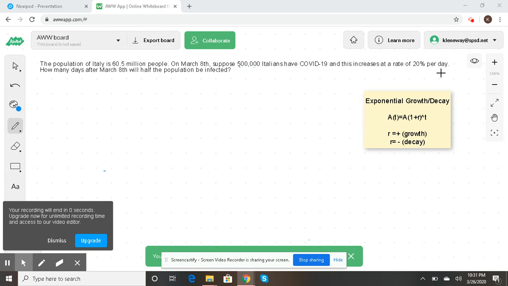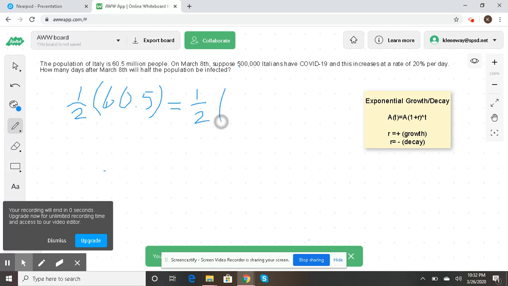Okay, so the very first part, I'm looking at what is the amount that I care about, and that's going to be half the population, which is 60.5 million, and we'll work in terms of millions here. And then I'm just going to multiply that by 1/2. And that is equal to the initial amount, which is 500,000 Italians, which I also know is 0.5 million. So I'm going to say that's also times 1/2.